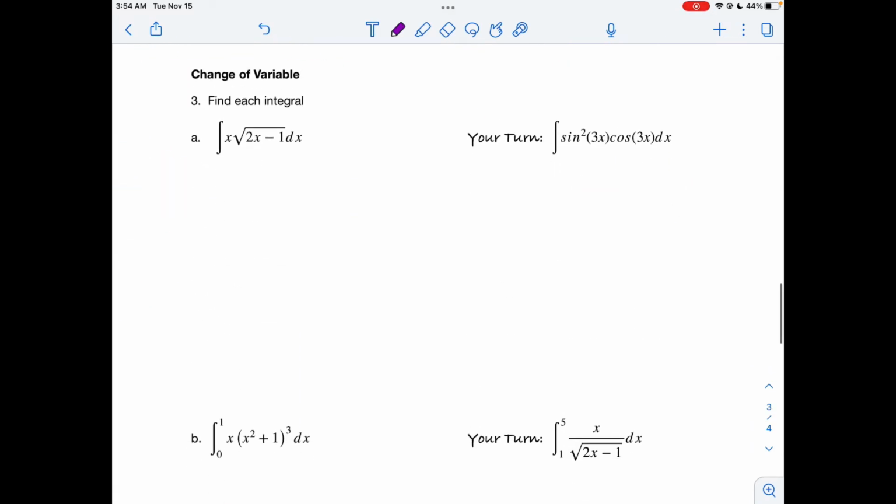Okay, another type of integration by substitution that might show up is, what if your x's don't cancel out and you end up with more than one variable? Then you have to use a process called the change of variable. I'll show you how this is done.